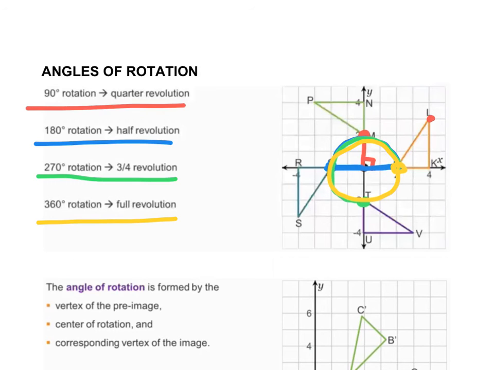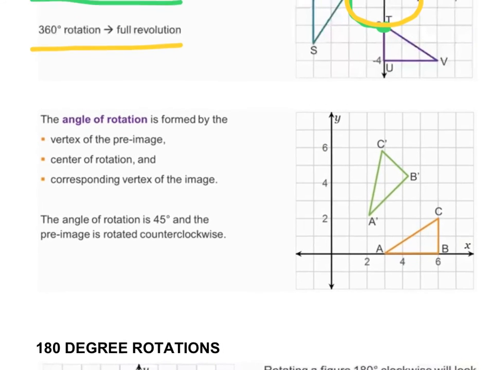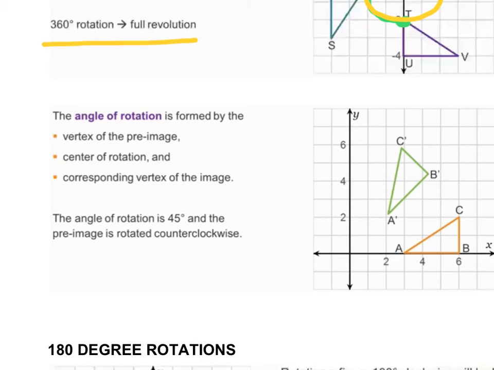If I'm going from L to P, this is a 90-degree rotation. Doesn't really look like it, but if you look at the angle that's created between those 2 points, that's 90 degrees, okay? And that would be the same thing with all of them, okay? I don't want to draw all those, but the angle of rotation is formed, okay, by the vertex of the preimage, center of rotation, and the corresponding vertex of the image.